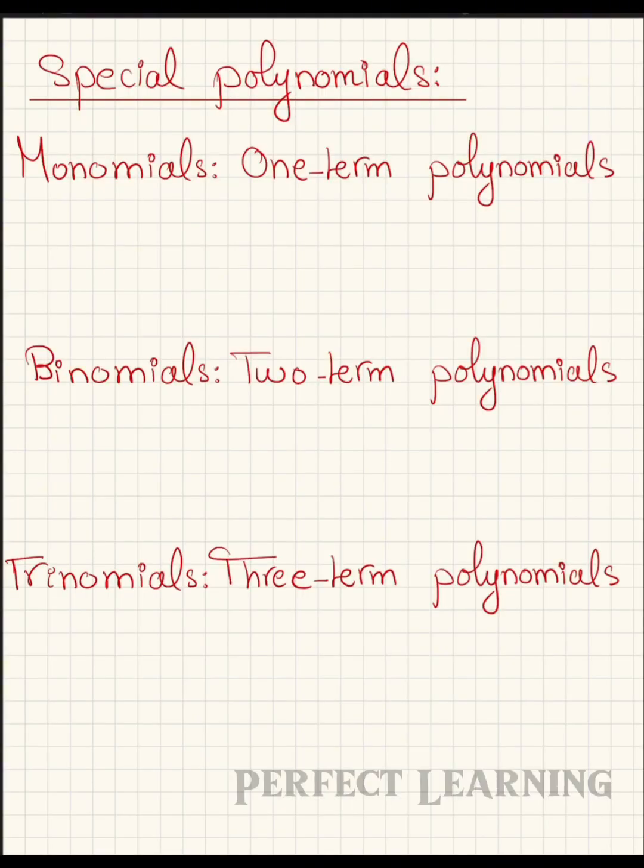There are some special types of polynomials. There are the monomials, which contain one term. For example, we might have 7x cubed, that is a monomial, or 10x to the 4, that's another monomial. Binomials are polynomials with two terms. As an example, you might have x plus 1, or maybe x to the power of 10 minus x to the power of 3. That's a binomial.